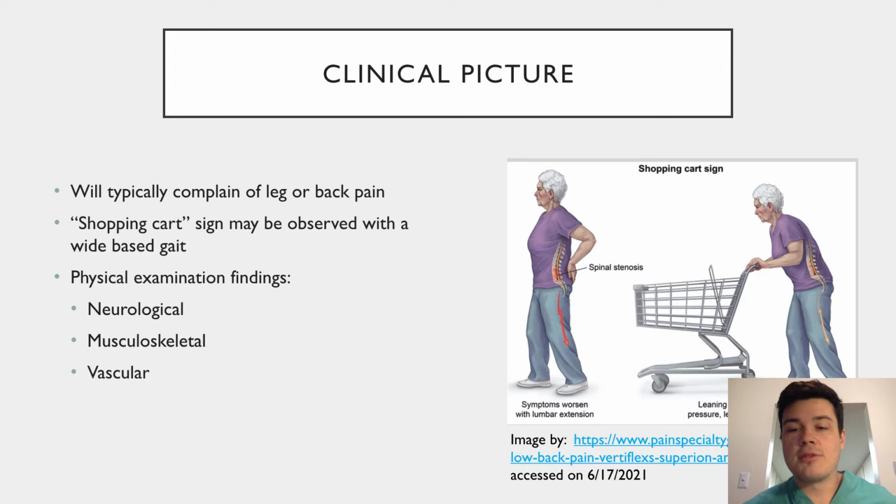Appropriate physical exams will include a neurological, musculoskeletal, and vascular exam. Neurological exam will reveal intact deep tendon reflexes. Vascular exam may show decreased or absent dorsalis pedis pulses due to the common coexistence of neurogenic and vascular claudication. Musculoskeletal exam will reveal relief when the patient leans forward, a wide-based gait, and a positive straight leg raise test.